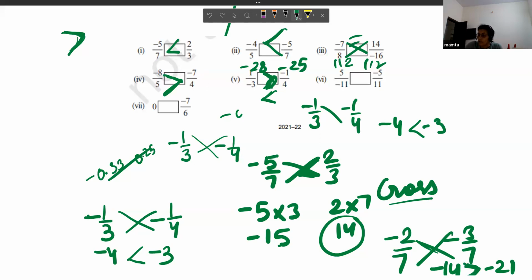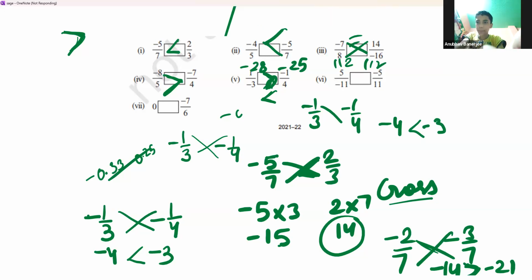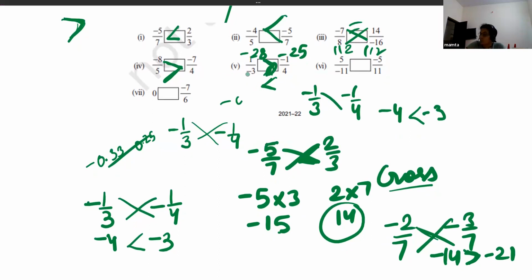Minus 14. In negative, the lesser number is greater, right? Yes, ma'am. So minus 14 is greater. So the corresponding fraction of minus 14 is minus 2 by 7. So minus 2 by 7 is more than minus 3 by 7. Understood, children? Yes, ma'am. Okay. So the same thing you need to apply and solve all these questions. So children, did you understand? Fifth question is very important. What is the fifth question?